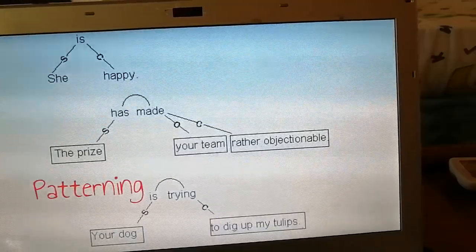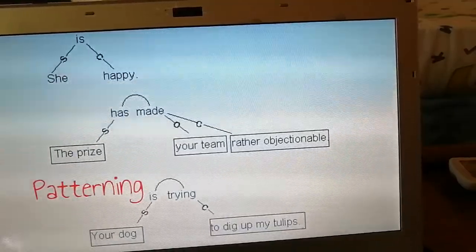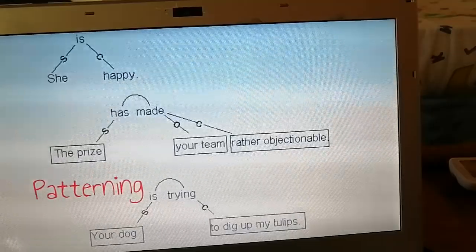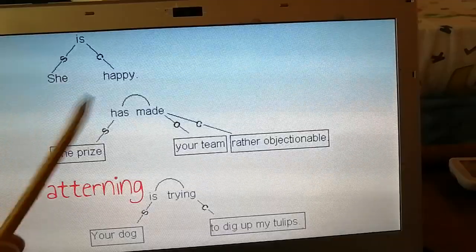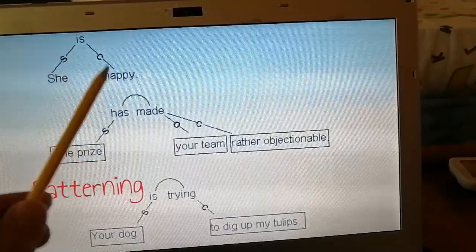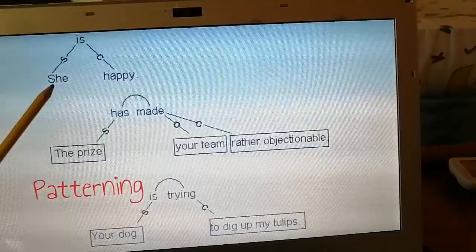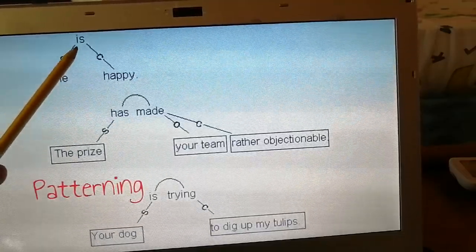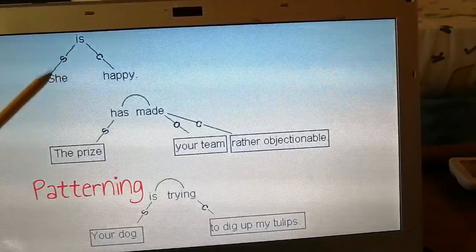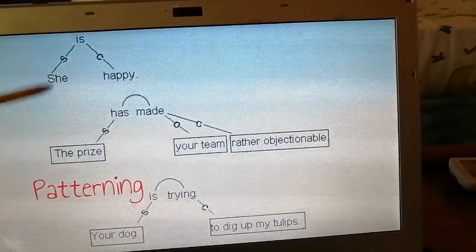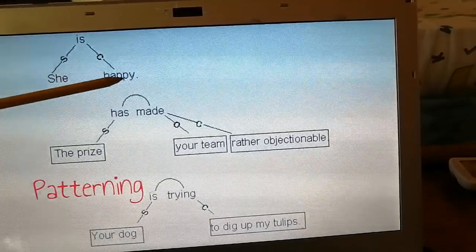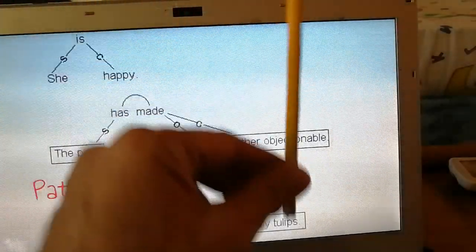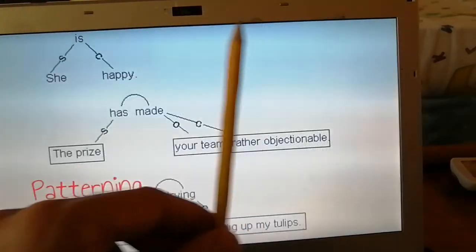Then we go into patterning. Patterning is the characteristic of languages of being able to substitute words. For example, in this example we have she is happy. We can totally replace this by he, this by was, and this by sad. He was sad. But still, she, he are pronouns, is, was are verbs, happy, sad are adjectives. So we follow exactly the same pattern, exactly the same order.